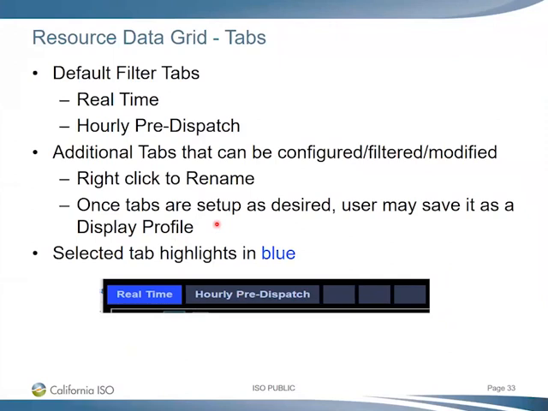Once you've made those setting changes and configured the tabs that you need, you can save those as a display profile. When we talked about configuring that display profile and filtering the criteria first, this is what I was talking about. Make those setting changes, and then you can save it as a display profile. The selected tab that you're in will show up in blue, similar to how real-time looks in this particular screenshot.